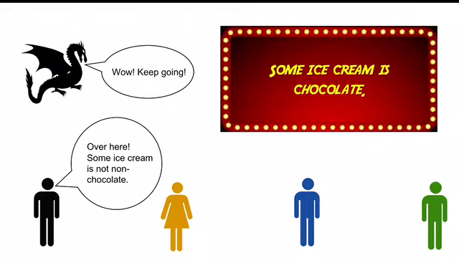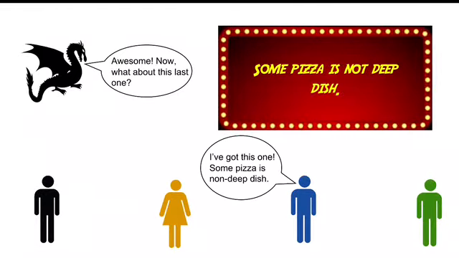The next phrase that pops up on the screen, some ice cream is chocolate. And the fellow dressed in black says, over here, some ice cream is not non-chocolate. Again, we've changed the quality from positive, is, to is not, and we've changed the predicate from chocolate to its complement, non-chocolate. And then Logic Dragon says, awesome.